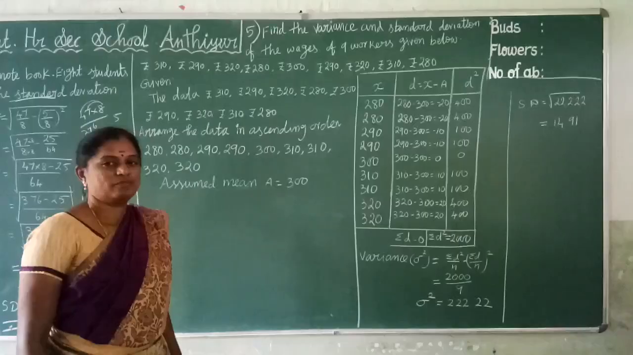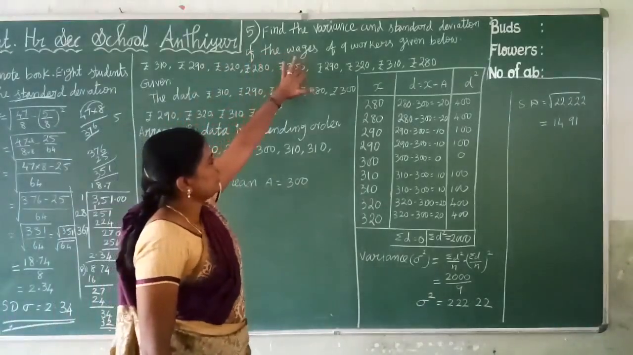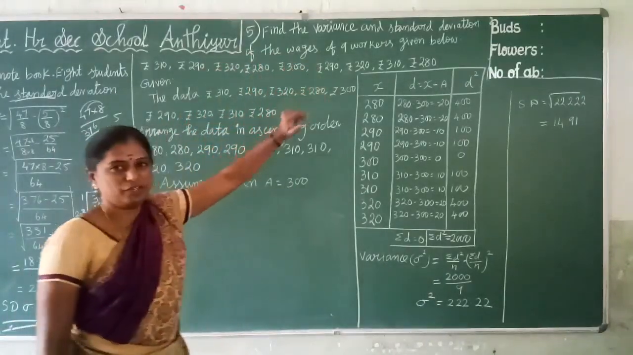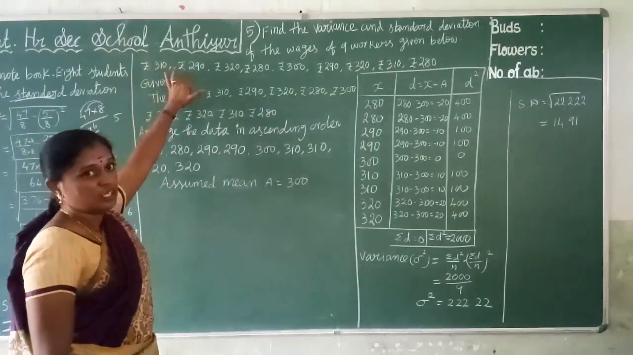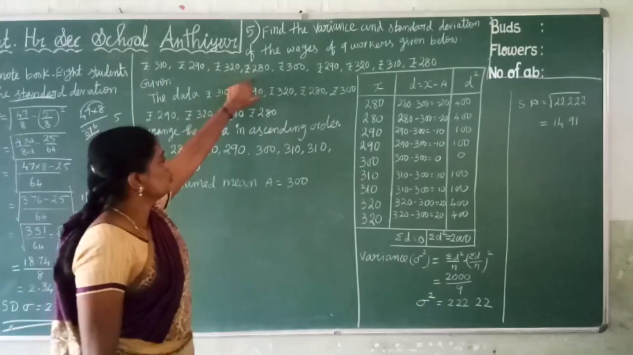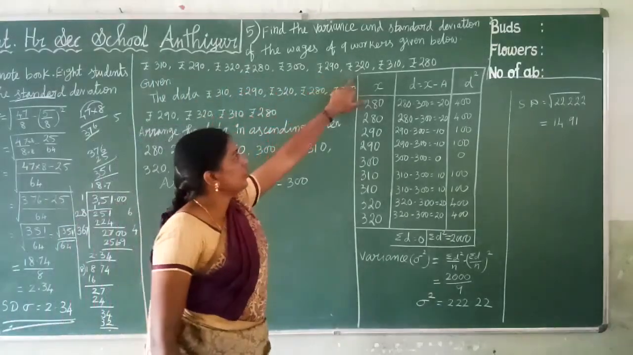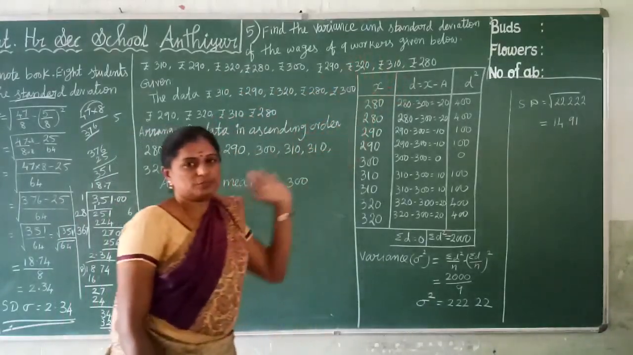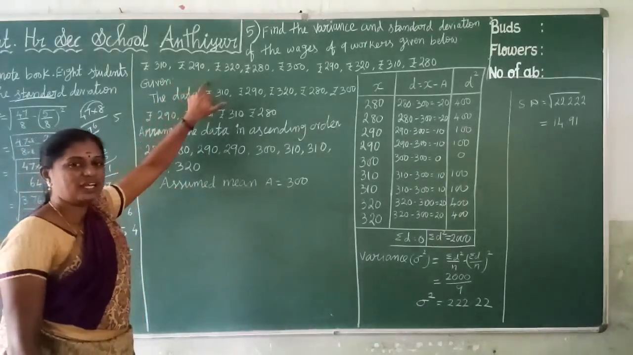Clear? Now fifth question. Find the variance and standard deviation of the wages of main workers given below. Clear? So first one, rupees 310, rupees 290, rupees 320, rupees 280, rupees 300, rupees 290, rupees 320, rupees 310, rupees 290. These 9 workers' amounts are given. Clear? Last question.